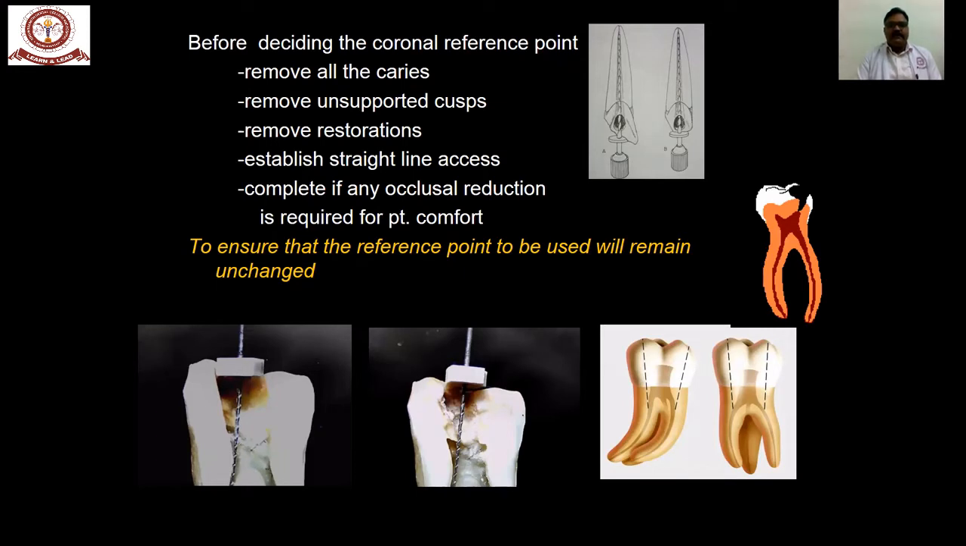Before deciding the coronal reference point, we should remove all the defects and the caries. We should remove all unsupported cusps. We should remove the old restorations, and we should establish a straight line access. And if there is any need for occlusal reduction, which enhances the patient comfort, we should go for it. These things will ensure the reference point will be unchanged throughout the procedure.